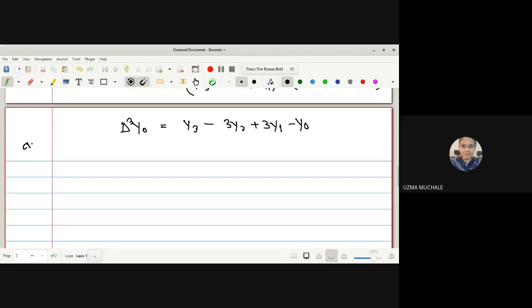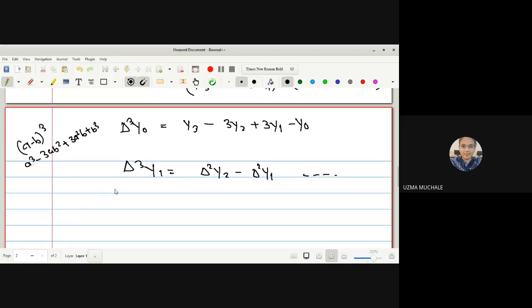It is just like your a minus b whole cube. What is the formula for a minus b cube? It is a cube minus 3a square b plus 3ab square minus b cube. Instead of a cube and b cube, we write y3 and y naught, with minus 3 and plus 3. So this is just like the a minus b cube formula. Now we can write the next one, that is delta cube y1. We can evaluate it with the help of delta square y2 minus delta square y1 and so on.